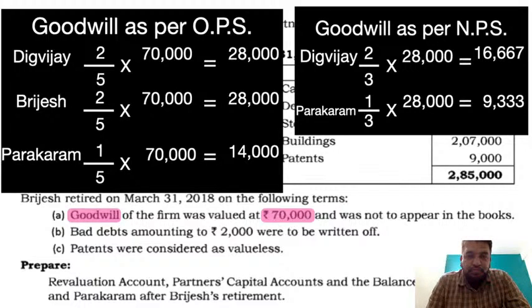So the new partner sharing ratio for Digvijay is 2 by 3 and Parakram is 1 by 3. So this 28,000 which needs to be given to Brijesh will be shared between Digvijay and Parakram. That is 2 by 3 into 28,000, which is 18,667, and 1 by 3 into 28,000 is 9,333. This amount will be debited in the account and this 28,000 will be credited to Brijesh. Now let's see when we do the sum.